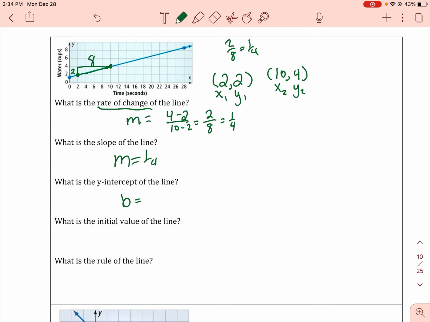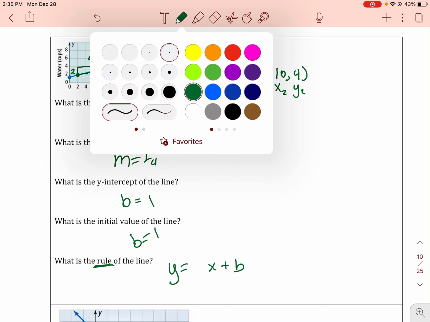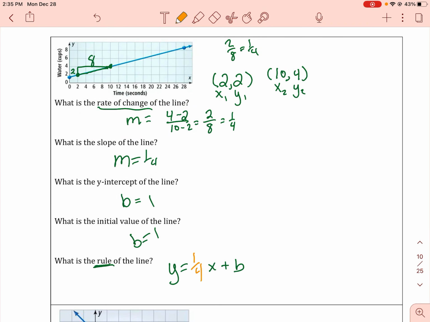My y-intercept of this line looks like it's just below 2. We'll say it is 1, just for the fun of it. Initial value will also be the same thing. So what is the rule of the line? So rule means equation. Hopefully we've been able to piece together that we have our equation y equals mx plus b. Now we want to find the actual equation. We know what m is. We said m equals 1/4. So I'm going to take that m out, and in its place, I'm going to substitute m with what m equals, which is 1/4. And then I'm going to do the same thing for b, or my initial value y-intercept. There's my rule to this line. Y equals 1/4 x plus 1.